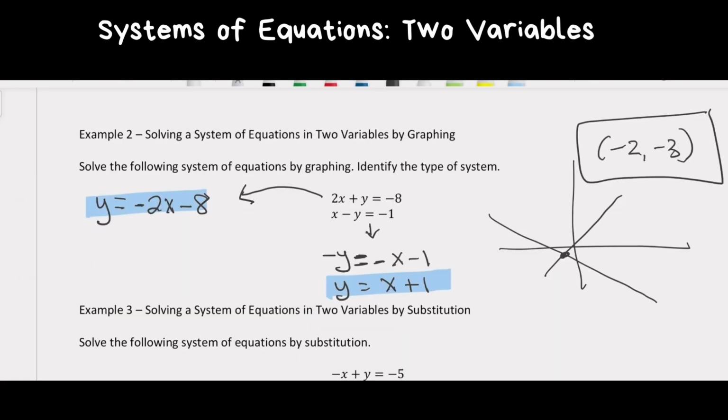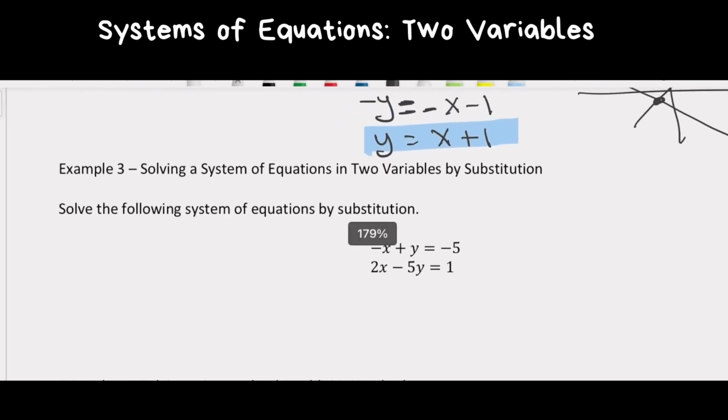Now that's doing it by graphing, solving by graphing. And now example 3 is solving by substitution. Okay, so let's solve by substitution. So substitution, we are going to take one of the equations and we're going to solve it for one of the variables. So if I add x to both sides, I will have y equals negative 5 plus x.